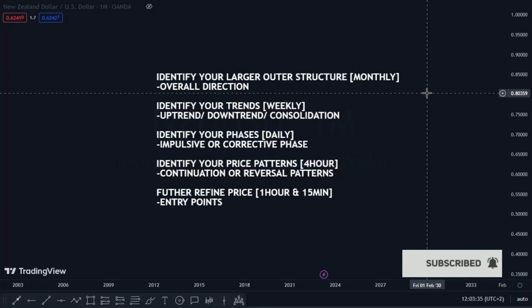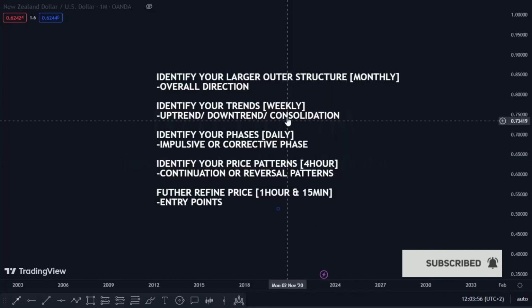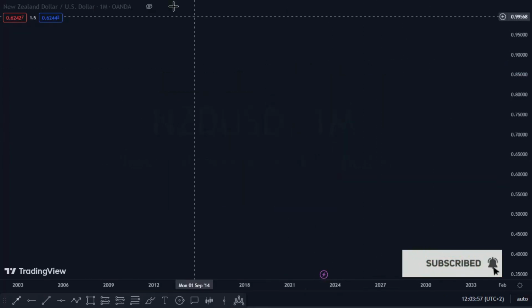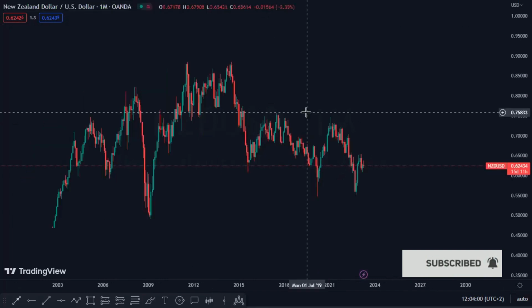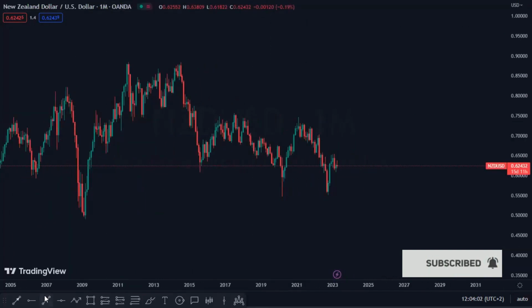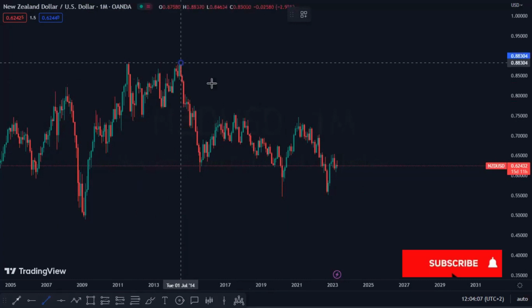After doing so, obviously, you have to further jump on a 4-hour time frame and identify your price patterns, guys. You can either have a continuation pattern or reversal patterns, guys. Obviously, after knowing your patterns, you have to further refine price on a 1 hour or 15-minute time frame to further identify those entry points. Now that I've taught you a bit about what this lesson is going to be about, I'm gonna do an analysis on NZD USD, and I'm currently on a monthly time frame.